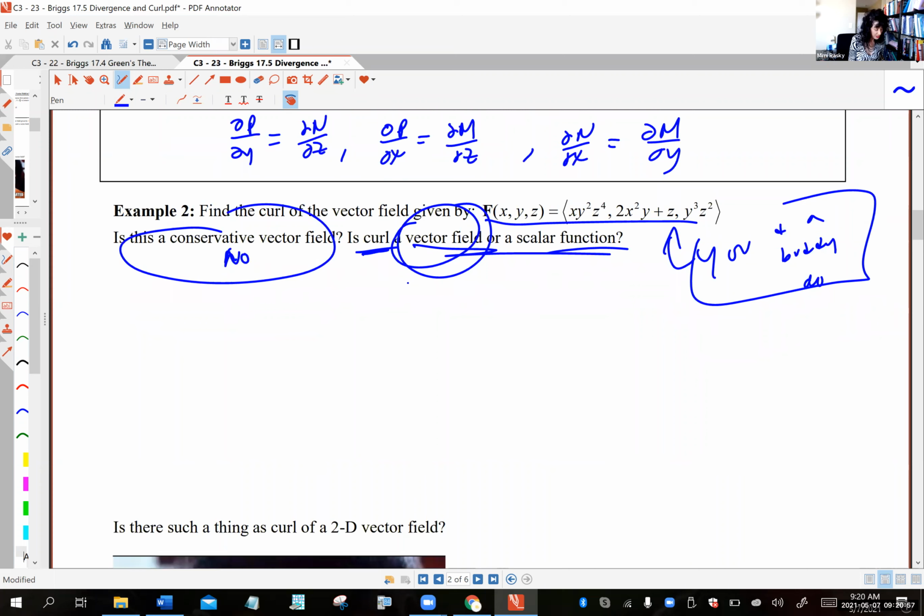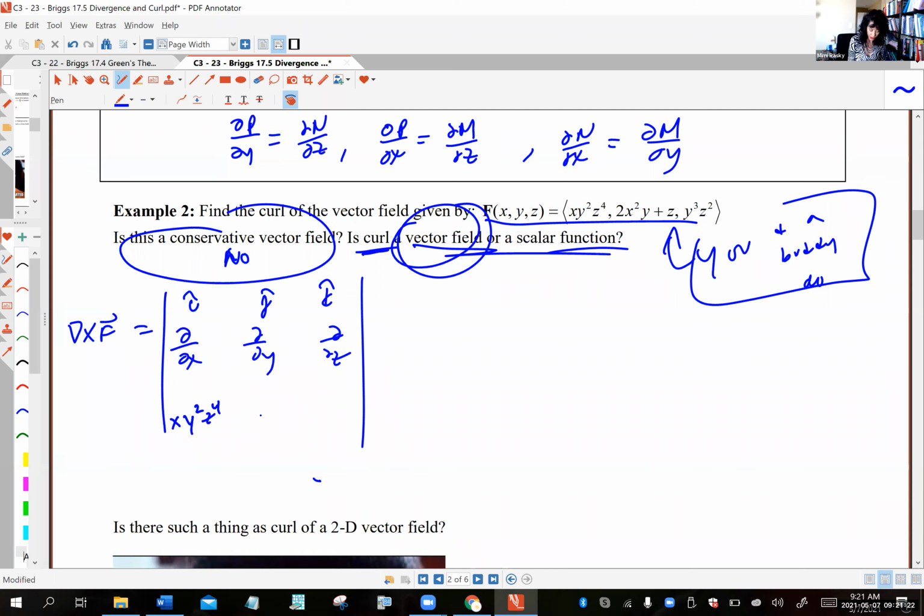So if you did it the hard way here and you took the differential operator cross product with your vector field, you're going to have i hat, j hat, k hat across the top, your del differential operator in the middle row, and then your components from your vector field along the bottom row. Boy, am I running out of room. Let me get rid of this bar here so I have some more room. y cubed z squared. Okay, so you got this.